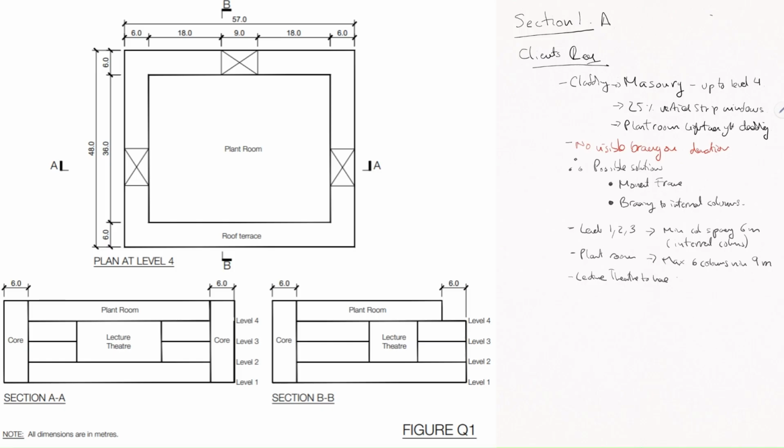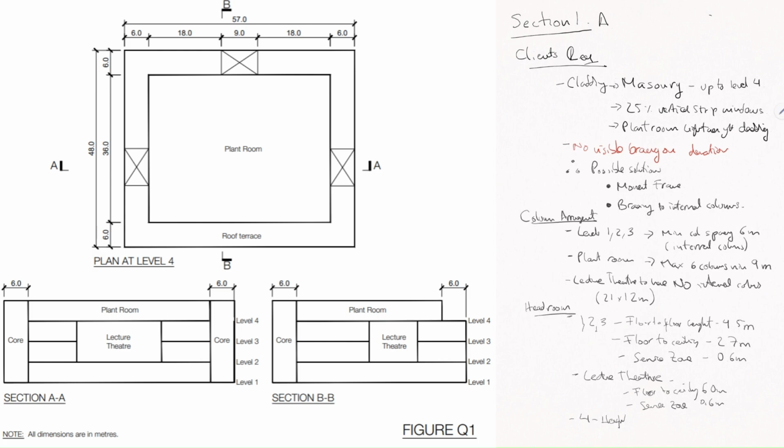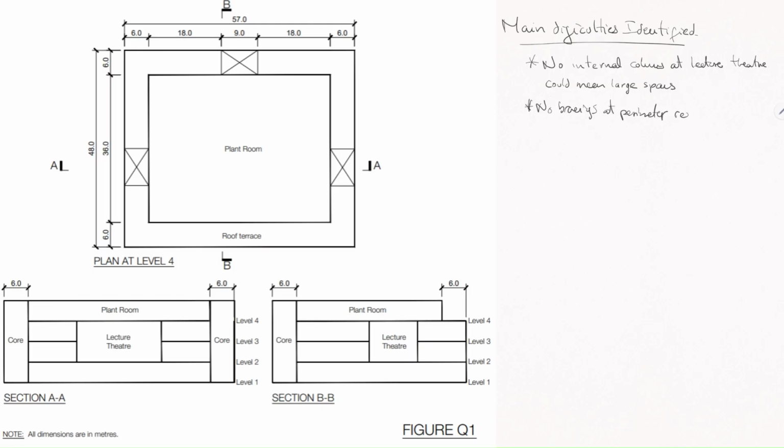So the first thing I do is I write, again, even though they're written in the exam question, I write the client requirements in the exam, and then I start basically commenting on these requirements and what that will mean for the design of the building. For example, in this case, cladding is going to be masonry, and 25% of the elevation needs to be windows, and if there's any bracing, then it has to be not visible. What that means is that it will need to be behind the masonry.